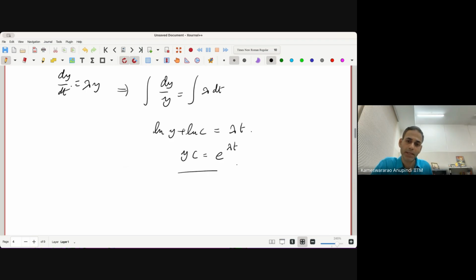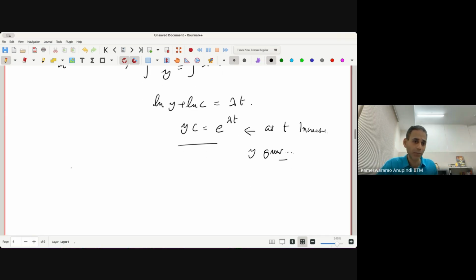Which is basically nothing but, as t increases, what will happen to the solution? It is e to the power lambda t. If lambda is positive, the solution y is going to grow. As t increases, it can grow unbounded, and it can grow exponentially, right? So that is why this is the most dangerous term.